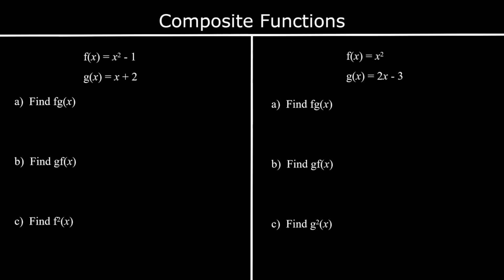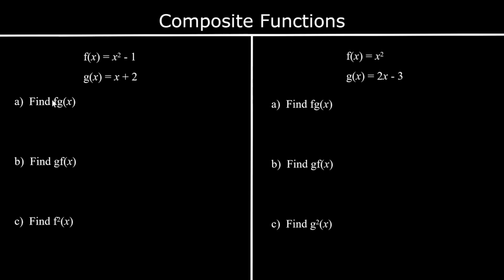When we have a composite function, we combine two functions. So we've got f of x and g of x. f of x is x squared minus 1. g of x is x plus 2. Part A says find fg of x. When we have fg of x, we're putting our g function into our f function. So we do g first, and then we do f.